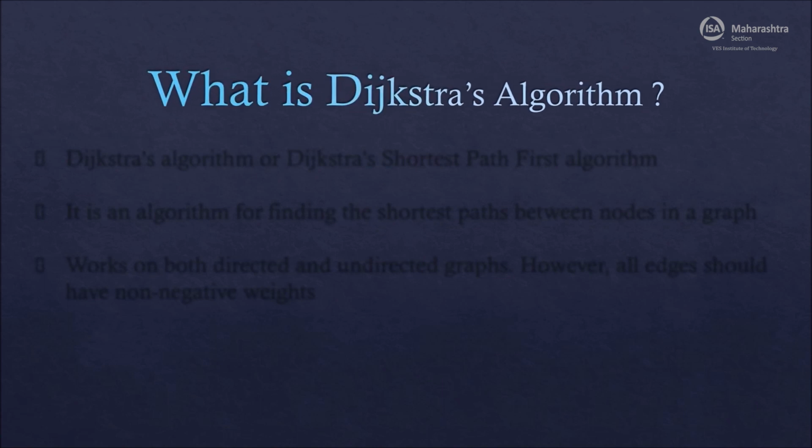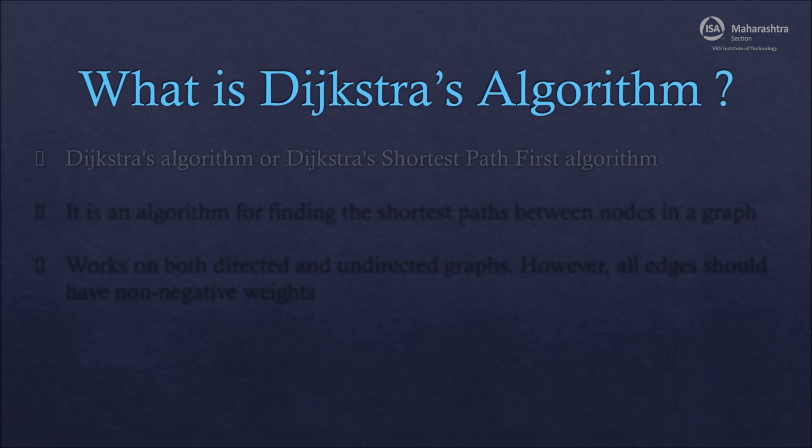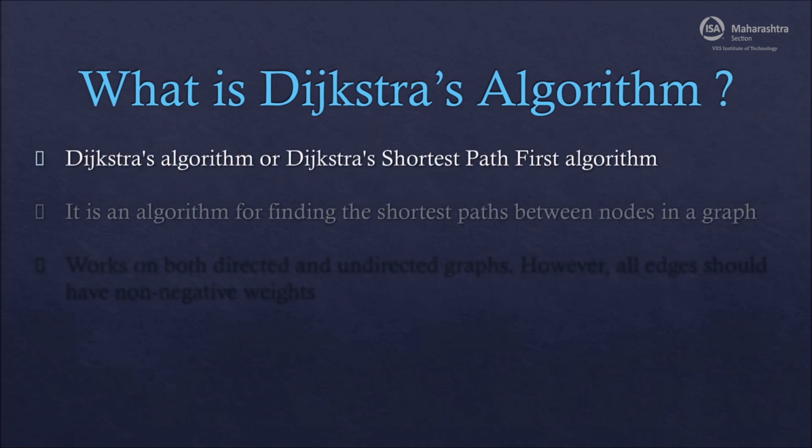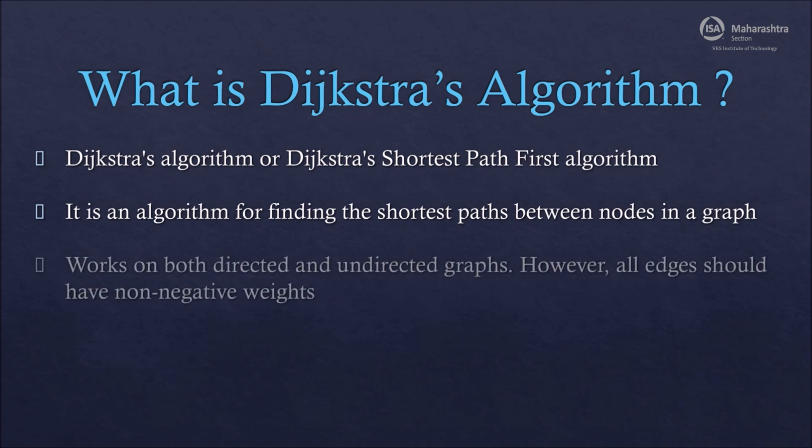So, what is Dijkstra's algorithm? Dijkstra's algorithm is also known as Dijkstra's shortest path first algorithm. It is an algorithm for finding the shortest paths between the nodes in the graph. It works both on directed and undirected graphs. However, all edges should have non-negative weights.